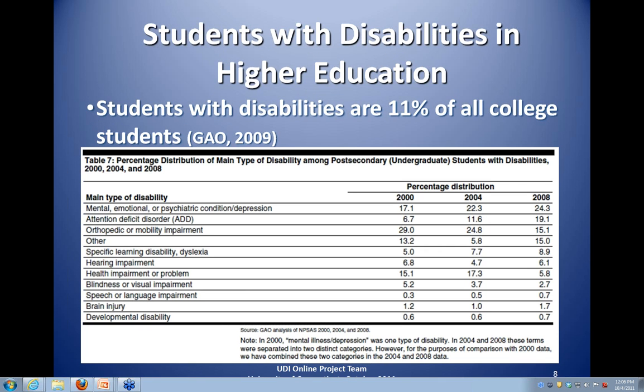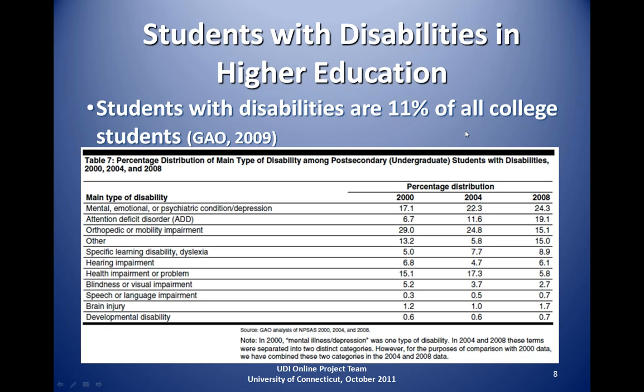As I mentioned, we know that the numbers of students with disabilities entering higher education is growing. In 2009, students with disabilities made up about 11% of all college students. Of that population, about 1/3 were diagnosed with ADHD and LD, or learning disabilities. And in fact, according to WebAIM, learners with cognitive disabilities are the largest disability group worldwide.